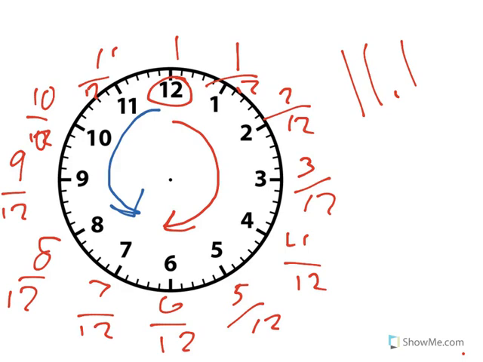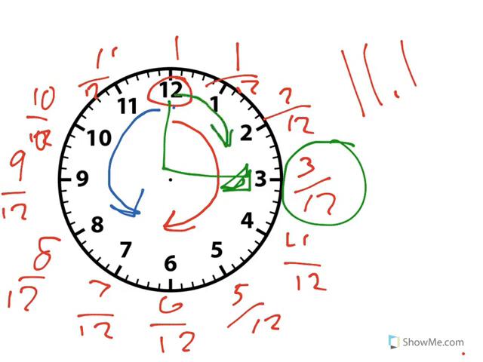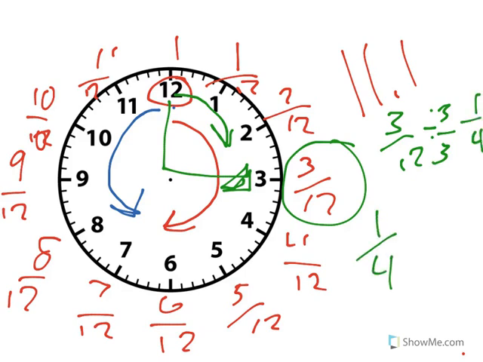So first off, if I was to go from the 12 to this 3, and I want to know how much of a turn I went, well, I went 3/12 of the way around, and I went clockwise because I went this way. But how much is 3/12? If I was to simplify that, I get 1/4. So I actually had 1/4 of a turn clockwise.